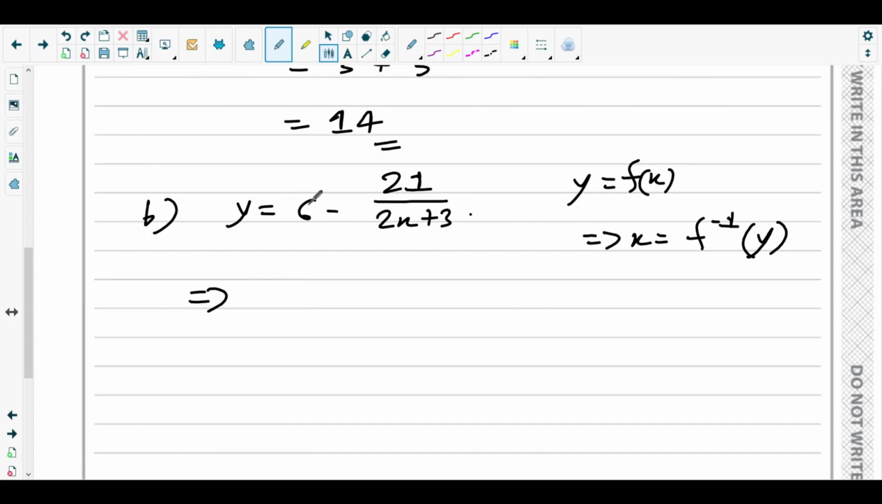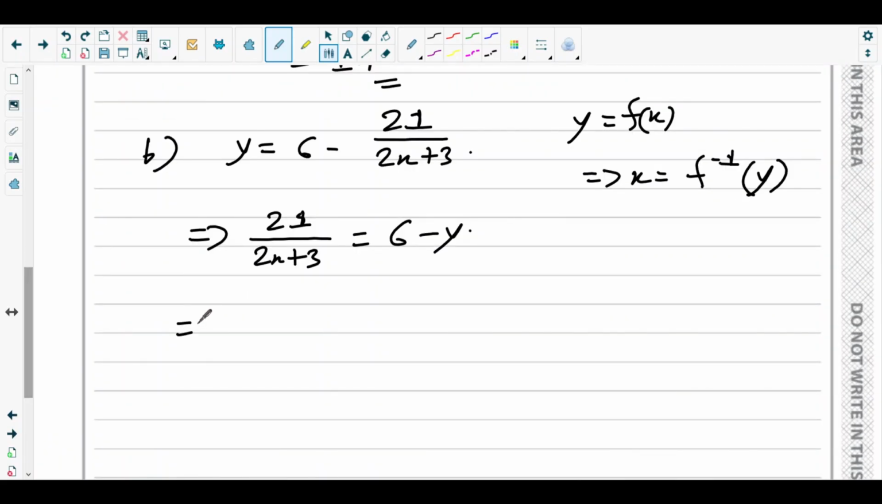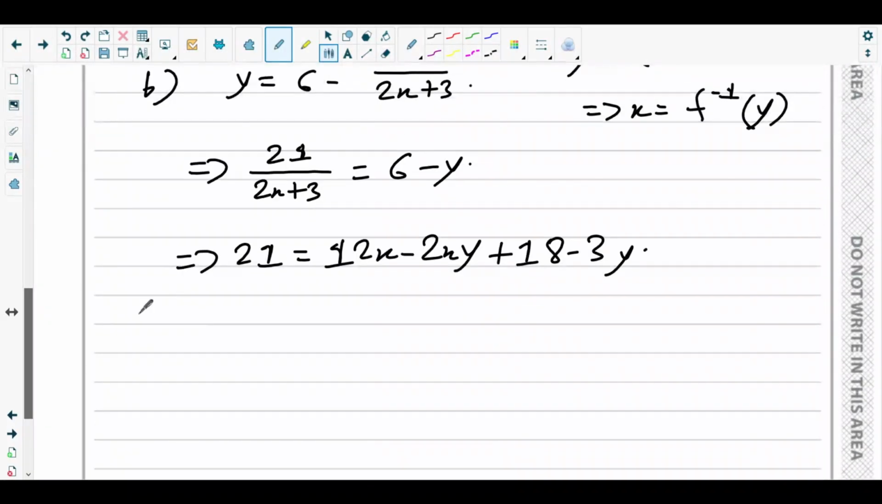So let's make x the subject. Take the fraction to the left side. 21 over 2x plus 3 equals 6 minus y. Now do the cross multiplication. So you will get 21 equals 12x minus 2xy plus 18 minus 3y. From there we need to make x the subject.